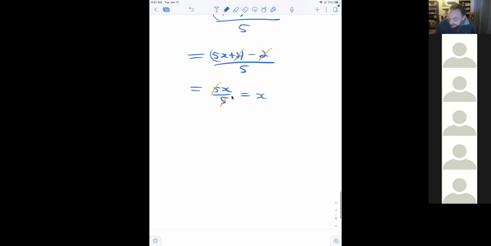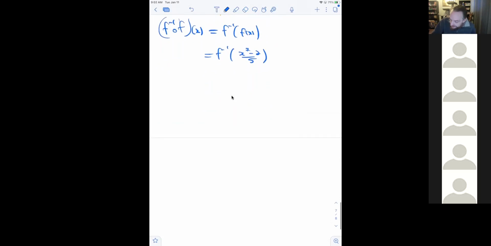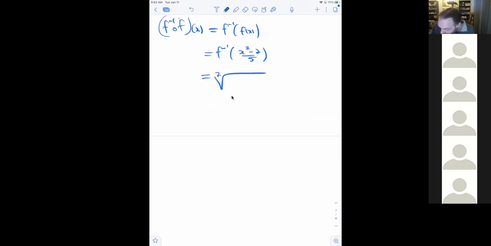You can do it the other way too. F inverse following f of x is going to equal what? I've only got 20 minutes, I got to speed up. This is going to be f inverse of f of x. What was f? X to the 7 minus 2 over 5. Then this is going to be f inverse. So I put that thing wherever there was an x in this. So this will be the 7th root of 5 times x to the 7 minus 2 over 5 plus 2.